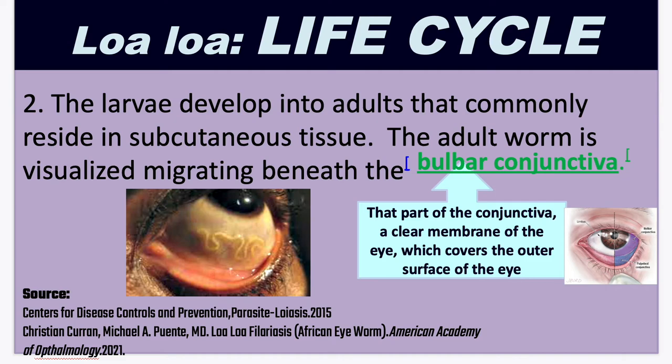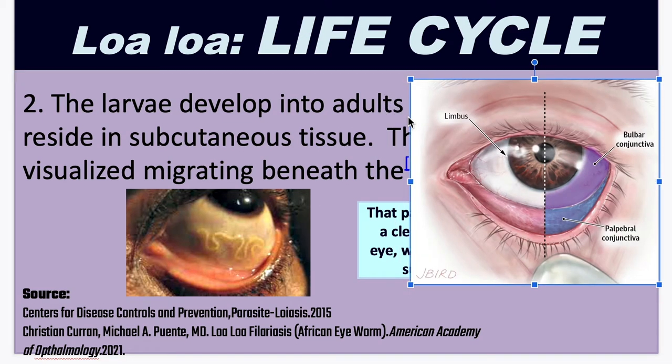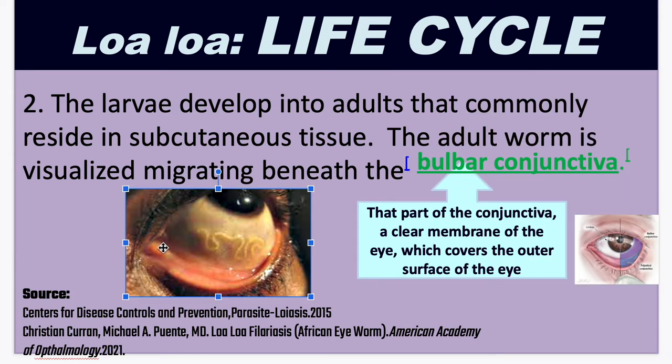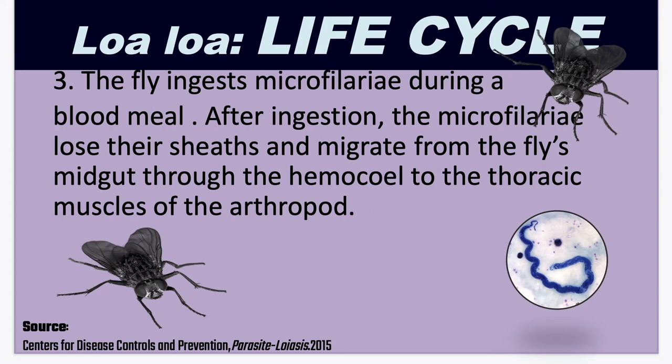And the adult worm can be visualized migrating in the bulbar conjunctiva. That's a part of your conjunctiva, a clear membrane of the eye which covers the outer surface of the eye. That's your bulbar conjunctiva. You can see the worm.